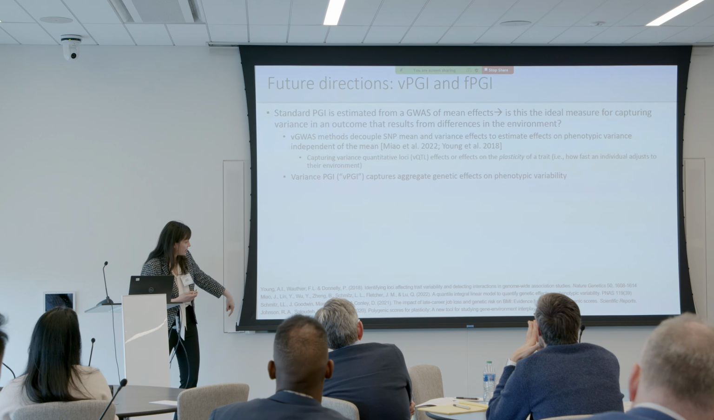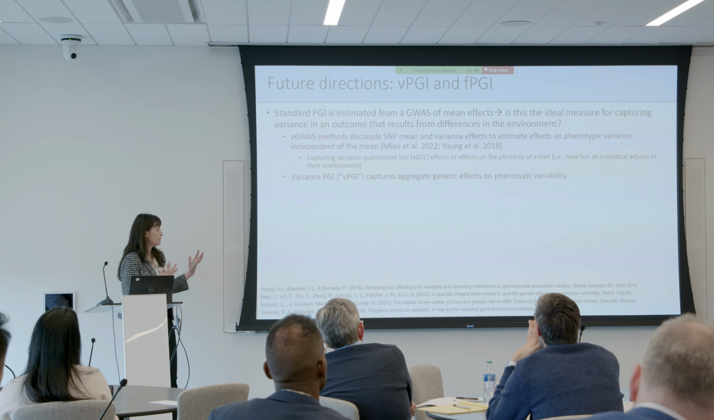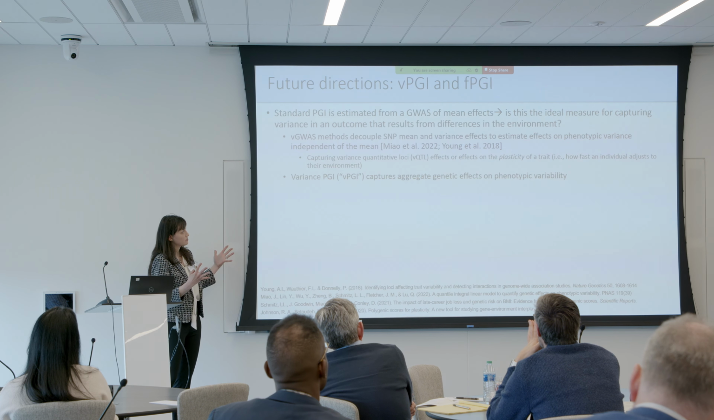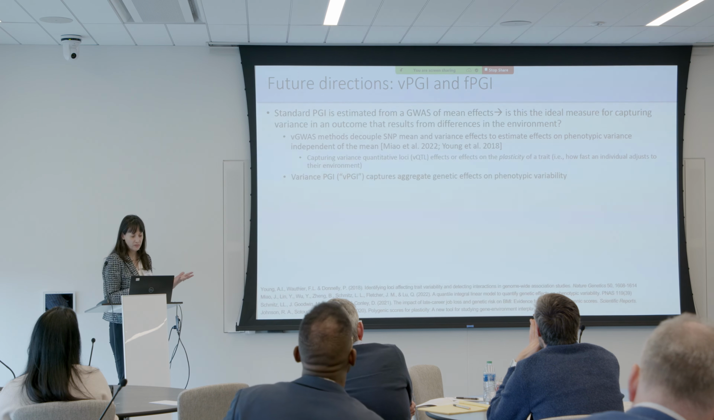I do have one study down here where I was looking at job loss and genetic risk for BMI, and I did find that the VPGI did a better job explaining the G/E effect than a standard mean PGI or PGI.